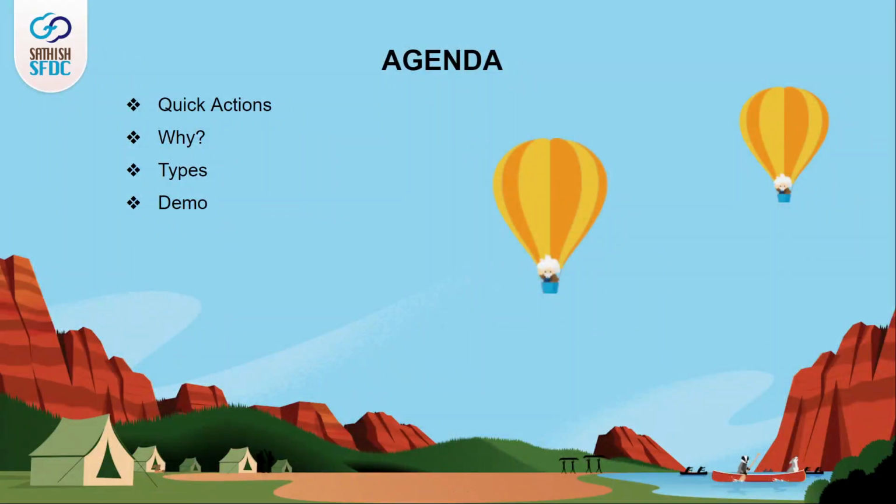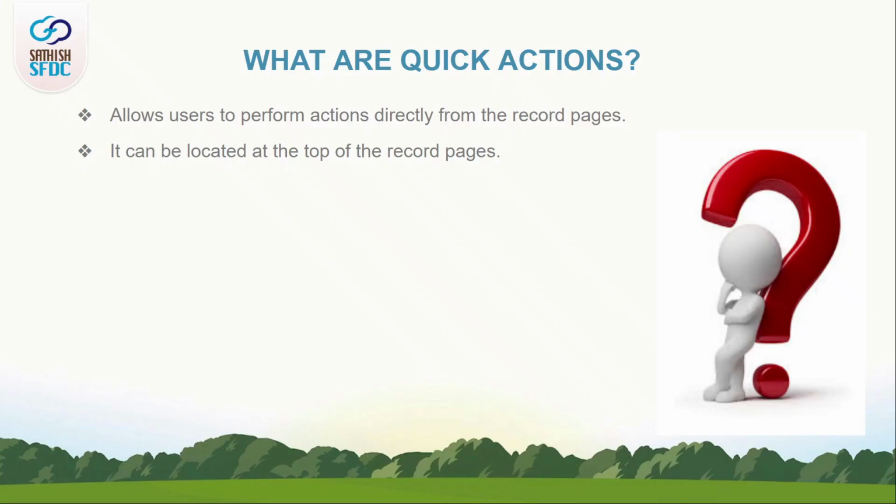The agenda of this video is to know about quick actions in Salesforce. What are quick actions? A quick action is a button which allows the user to perform actions on request directly from the record page. It saves the need to enter into the record page of each individual record. The quick action button can be found at the top right corner of the record pages.